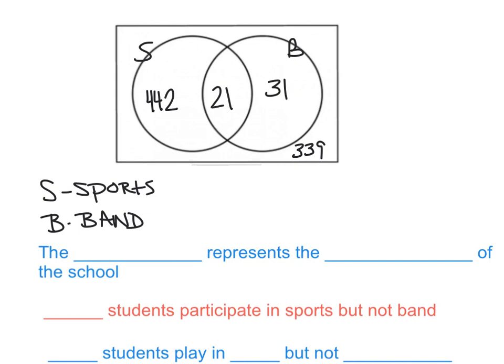So what does any of this mean? Well, the box itself, or the rectangle, represents the population of the school. So maybe we interviewed students at Hamburg High School, and these were the results we got. This box represents all of the population of Hamburg High School that we interviewed. Maybe this is the entire school, maybe it's the senior class, the junior class, I don't know at the moment, but this box represents whoever we asked. That's the population.